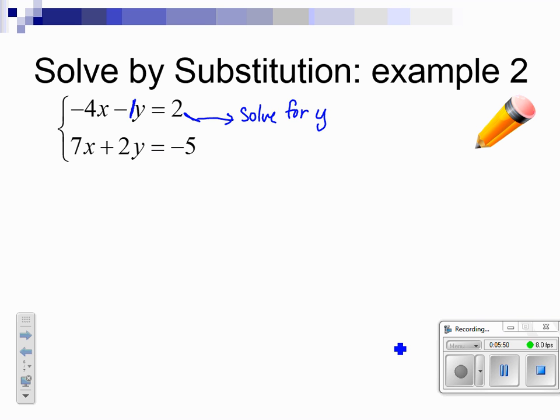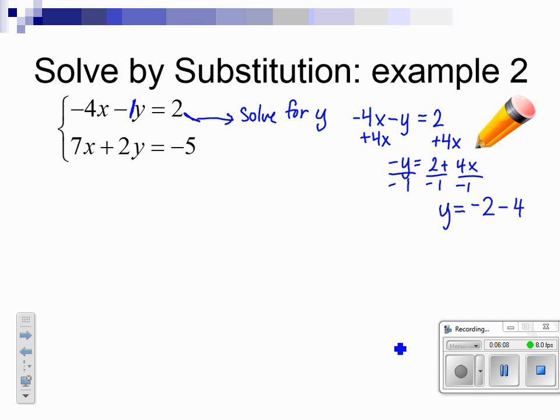So negative 4x minus y equals 2. Add 4x to both sides. Negative y equals 2 plus 4x. Divide everything by a negative 1. And I get y equals negative 2 minus 4x. Okay, there is my y equals equation. I'm going to take that negative 2 minus 4x, and I'm going to replace the y in the other equation.